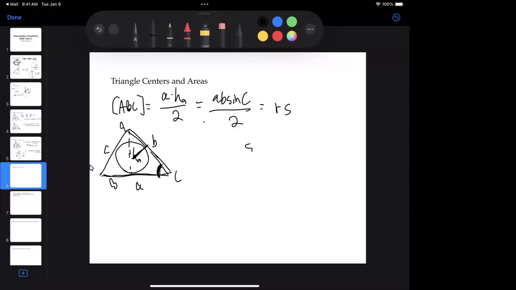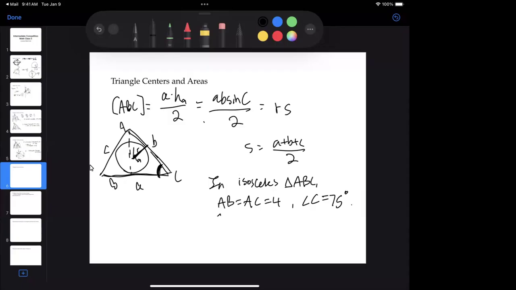Here S is A plus B plus C over 2. Okay, so let's do a quick example involving that. In isosceles triangle ABC, we're given that AB is equal to AC is equal to 4, and angle C is equal to 75 degrees. Find the area of ABC.